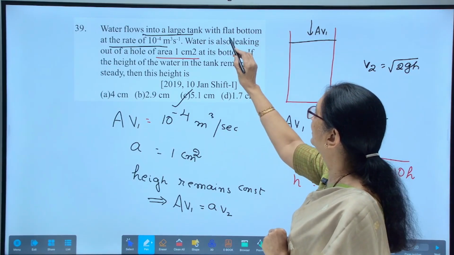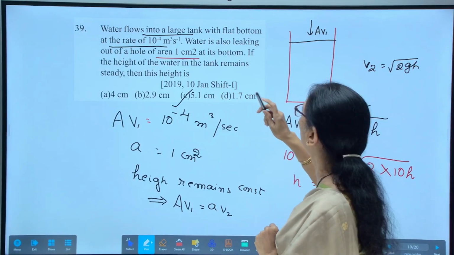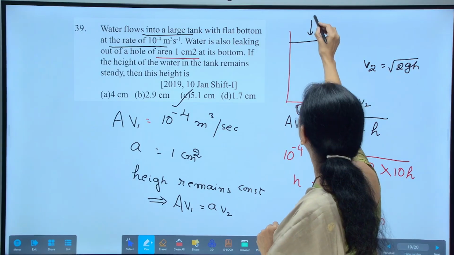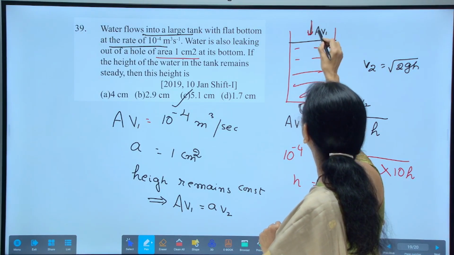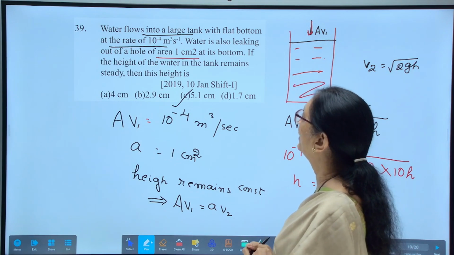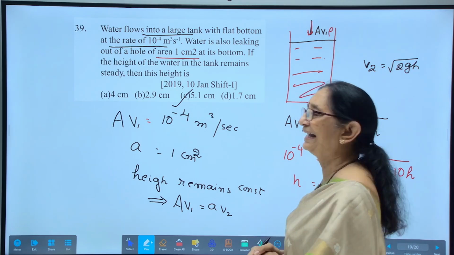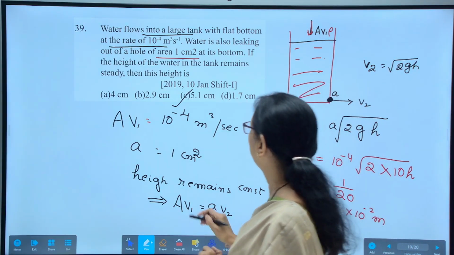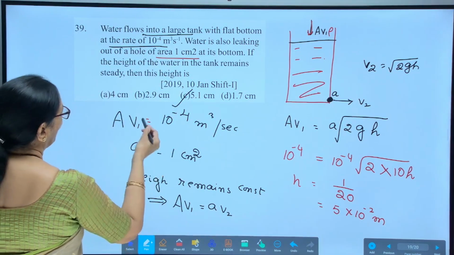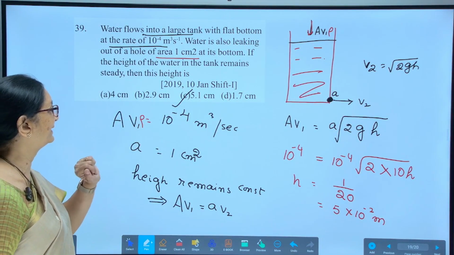Water flows into a large tank with a flat bottom at the rate of 10 to the power of minus 4 meter cube per second. So, the rate at which water is flowing in is 10 to the power of minus 4 meter cube per second, that is AV rho. Now, see, A1 V1 rho 1 is also given. So, rho is 1 gram per cc.